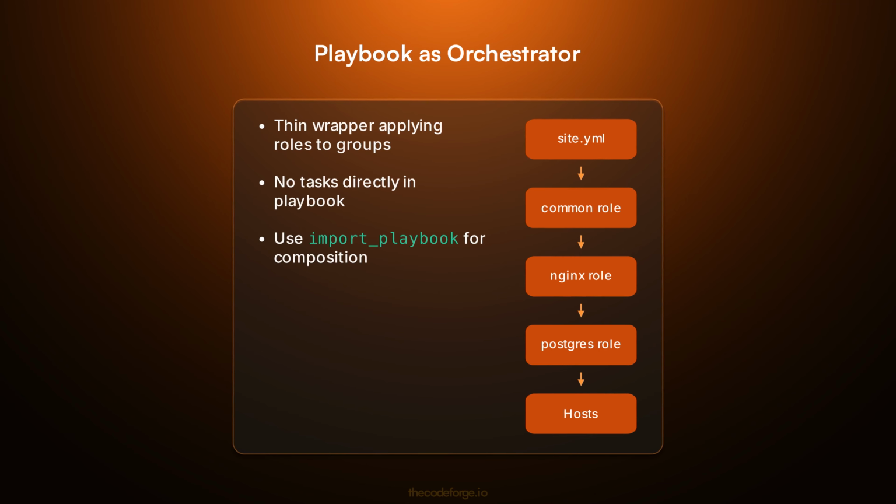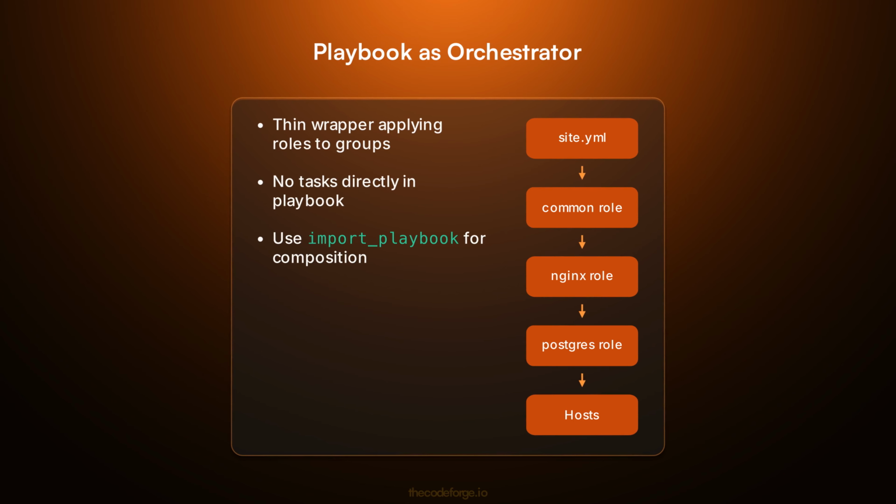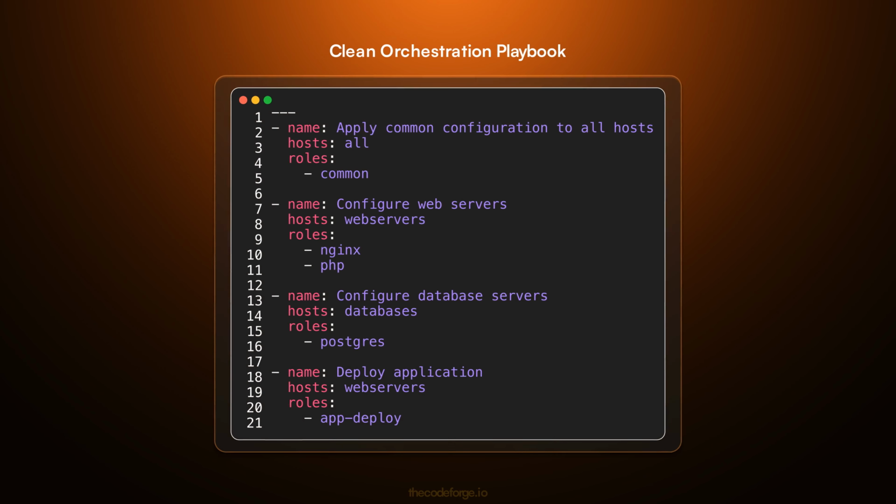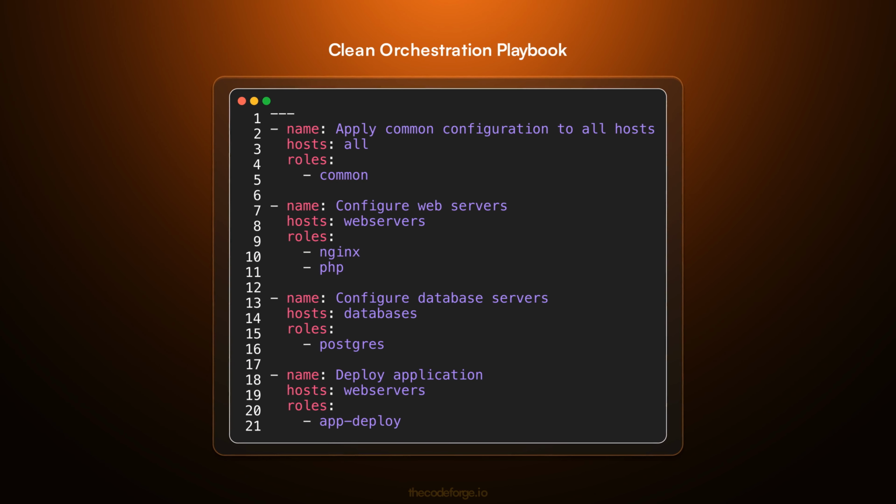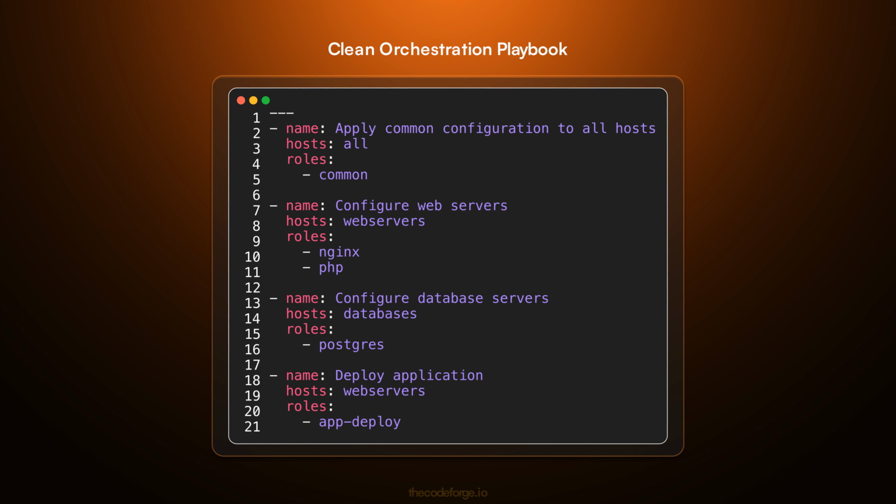A playbook should be a thin orchestrator that applies roles to groups. It should not contain tasks directly. Use import_playbook to compose larger playbooks from smaller ones. This site-wide playbook is clean. No tasks, just roles applied to groups. Use limit to run against a subset of hosts during testing.